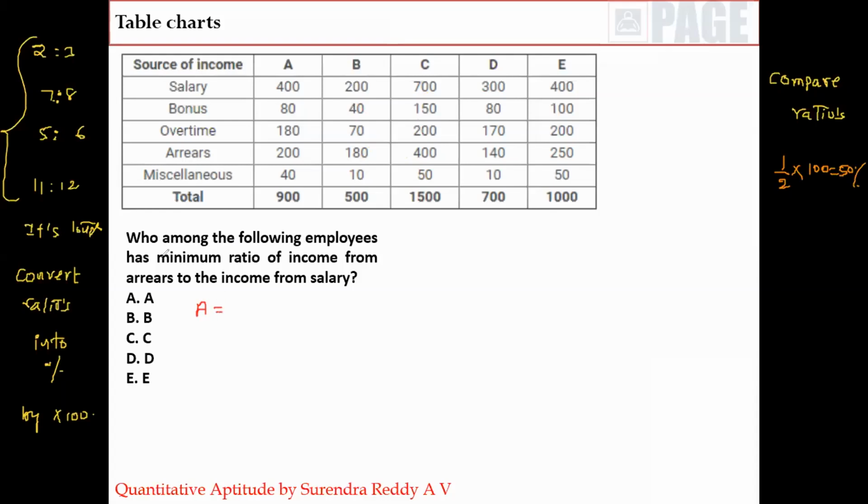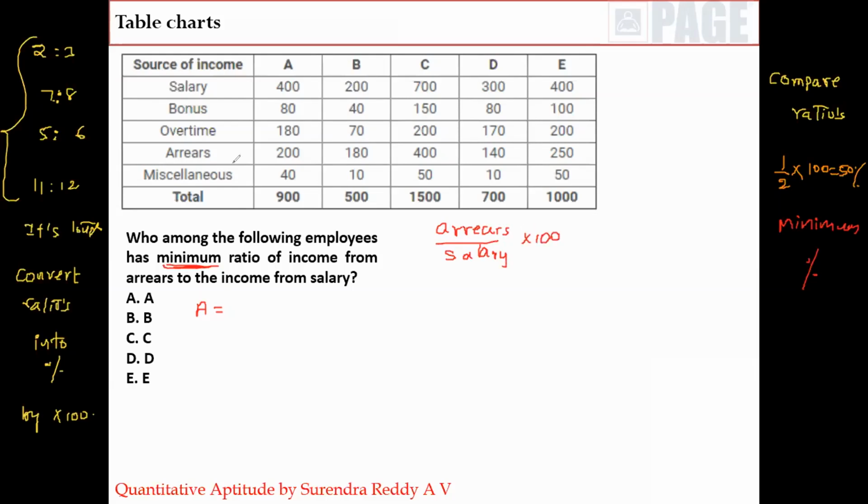Who among the following employees has a minimum ratio? Means minimum percentage you should have. Minimum ratio means minimum percentage. Ratio of income from arrears to income from salary. So income from arrears to income from salary should be minimum. So to convert into percent, we multiply by 100.